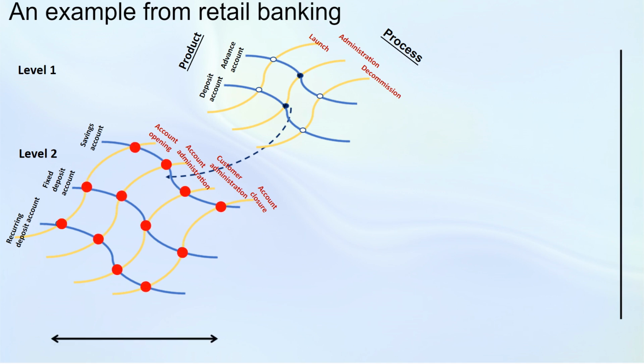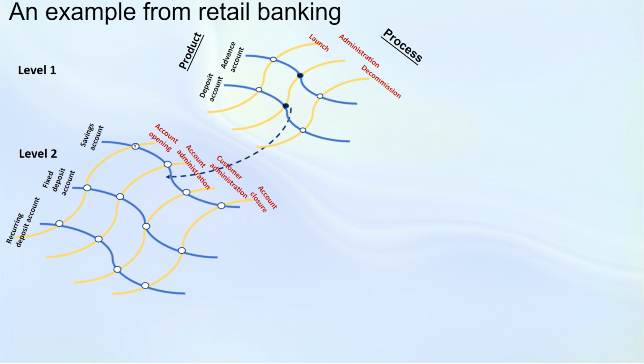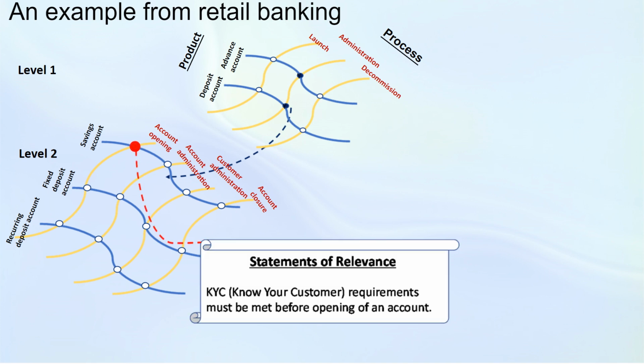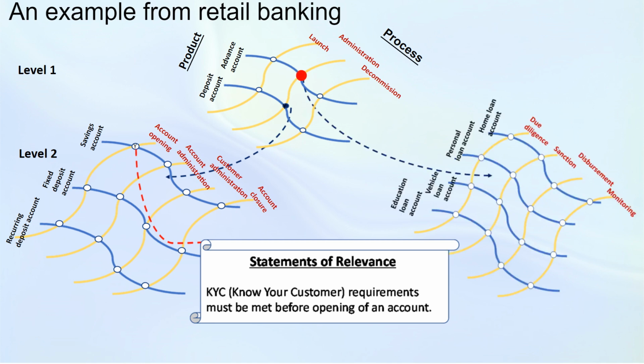Depth of the domain comes when all the intersection points are expanded by specifying statements of relevance. An example of statement of relevance at the intersection point of account opening process of savings account product is: KYC requirements must be met before opening of an account. Administration of advance account follows similar regeneration to the next level.